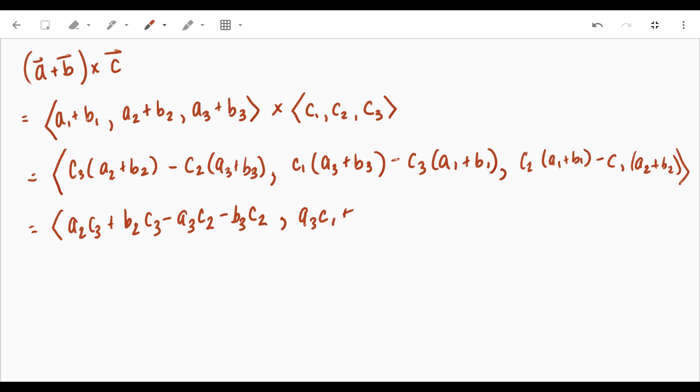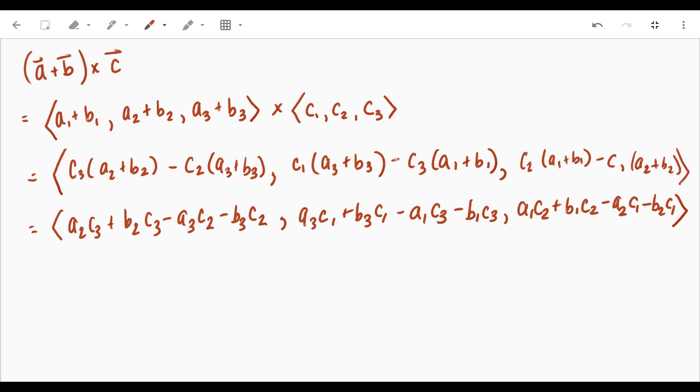And then A3C1 plus B3C1 minus A1C3 minus B1C3. And then finally, A1C2 plus B1C2 minus A2C1 minus B2C1. Okay, nothing else looks like I can simplify there.